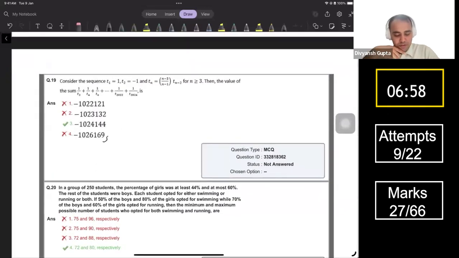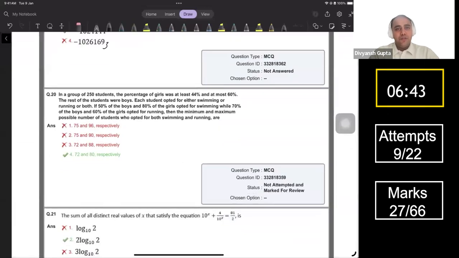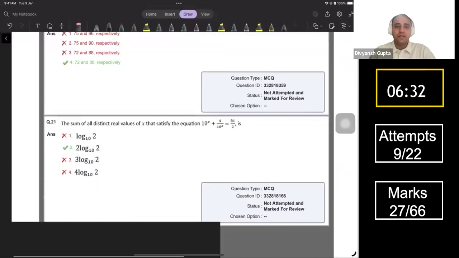Okay, options seem to be difficult. Although this is a long series, I might be able to get the answer, but I only have a few minutes left until I meet the 25 benchmark. So maybe I'll skip over this for now. Okay, group of 250 students. They are girls. They have given the range of the girls. And then there is swimming or running or both. This is going to be a tricky Venn diagram question. I don't want to deal with this right now.